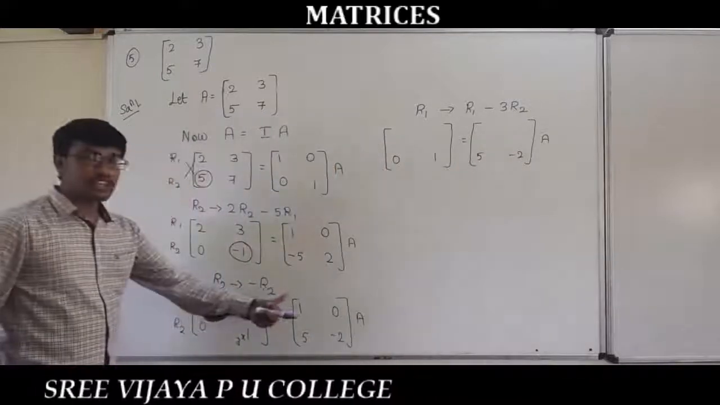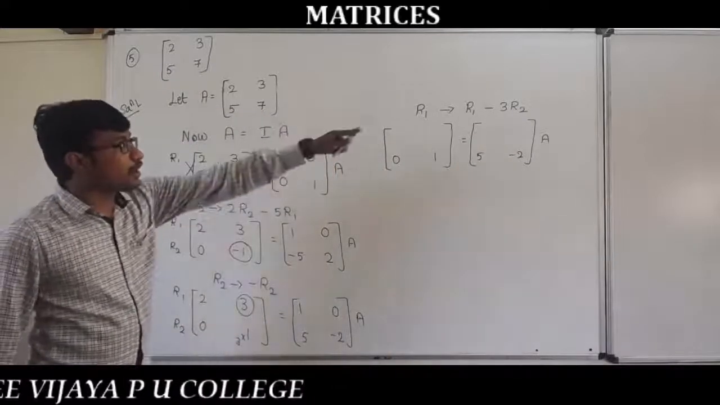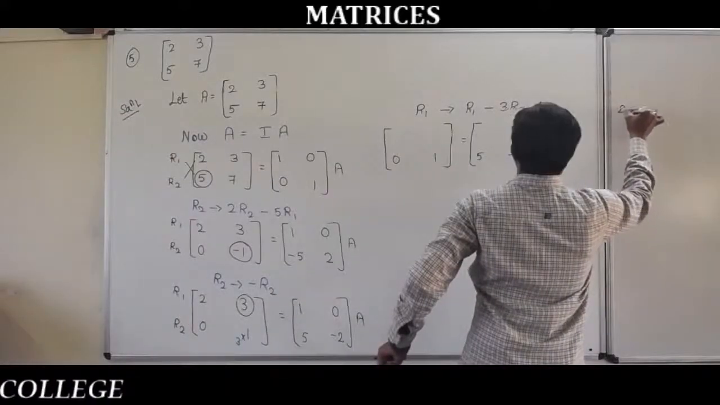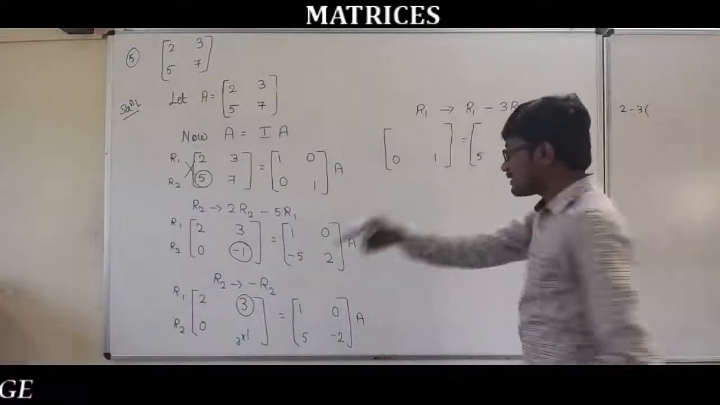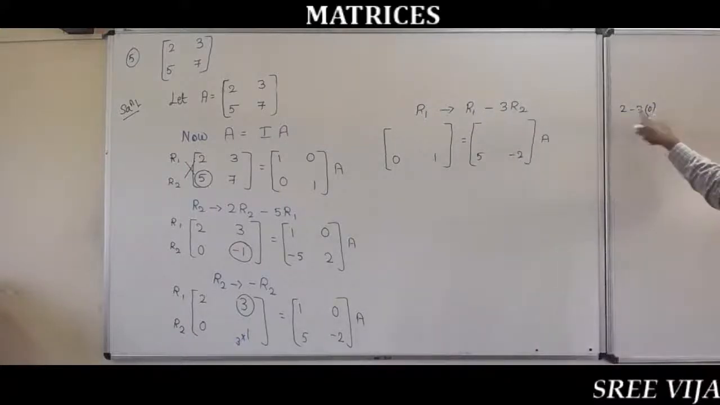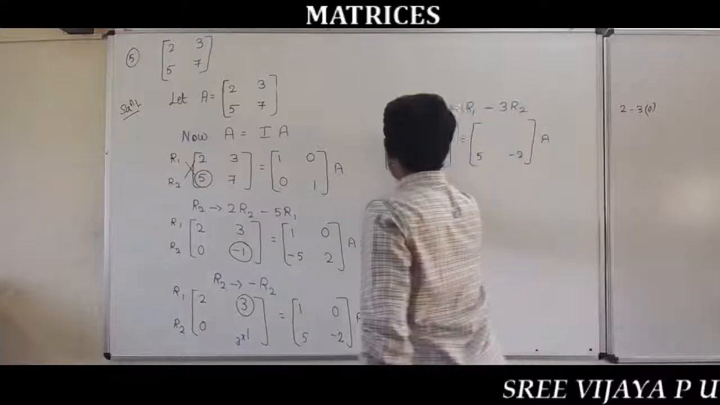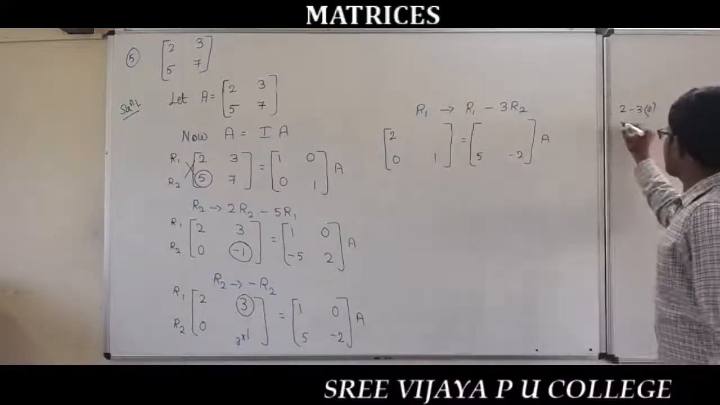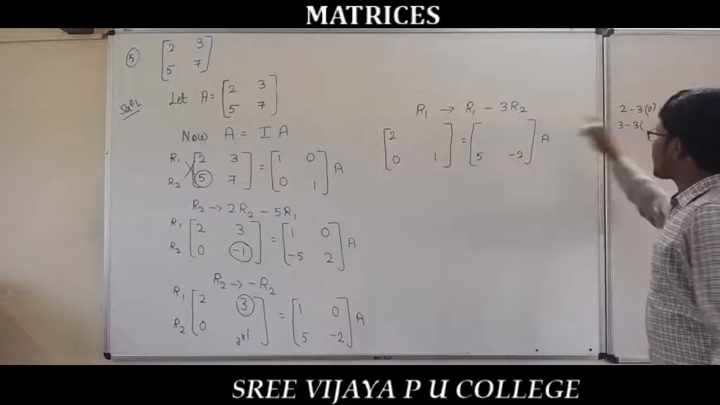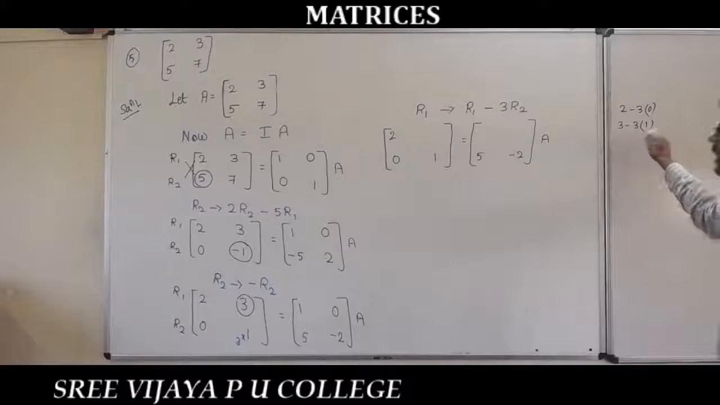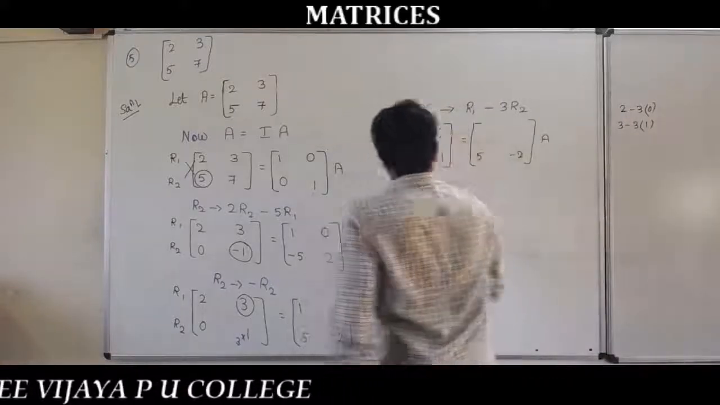Okay, now R1 will change, right? According to the elementary operation. R1 is 2 minus 3 times of R2. R2 is 0. 3 into 0, 0. 2 minus 0 is 2. Okay, next. R1 is 3 minus 3 times of R2 is 1. 3 into 1, 3. 3 minus 3 is 0.